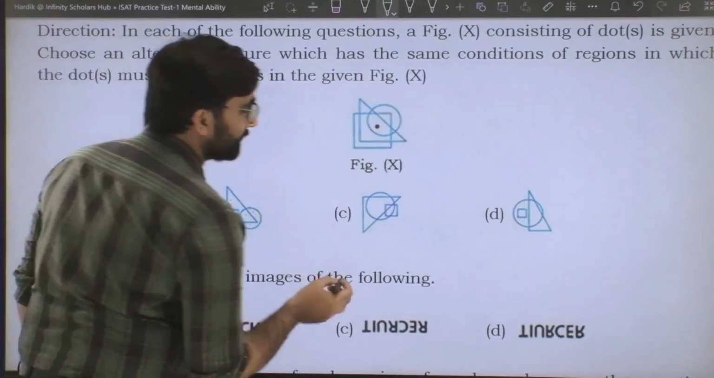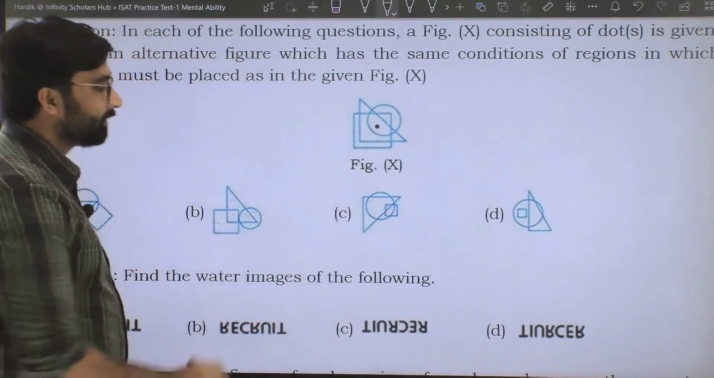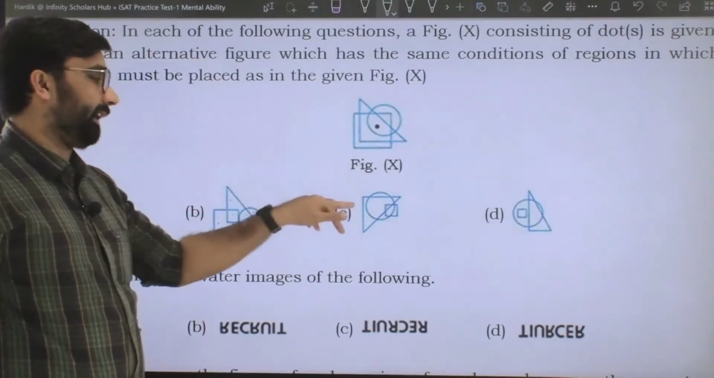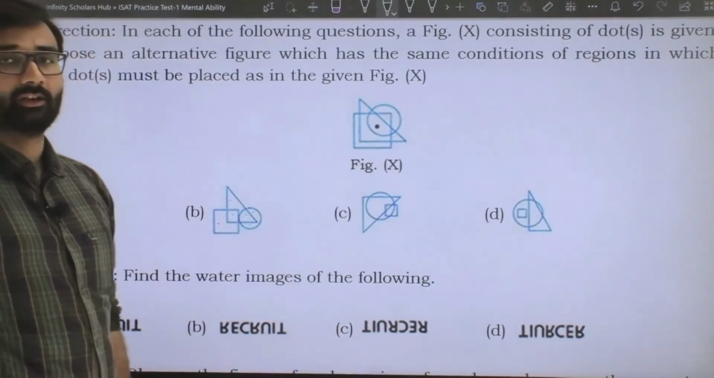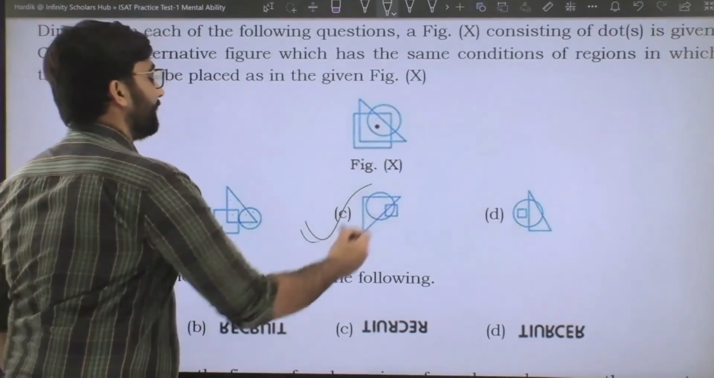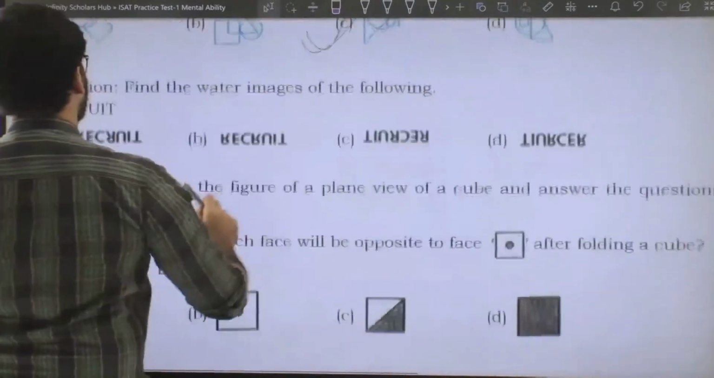Now see, over here in this figure, if I put the dot at this point, this dot is common to the square also, it is common to the triangle also, and it is common to the circle also, right? So it is present in all the three shapes. So option C was the correct answer of this question. Going on to the next question then.